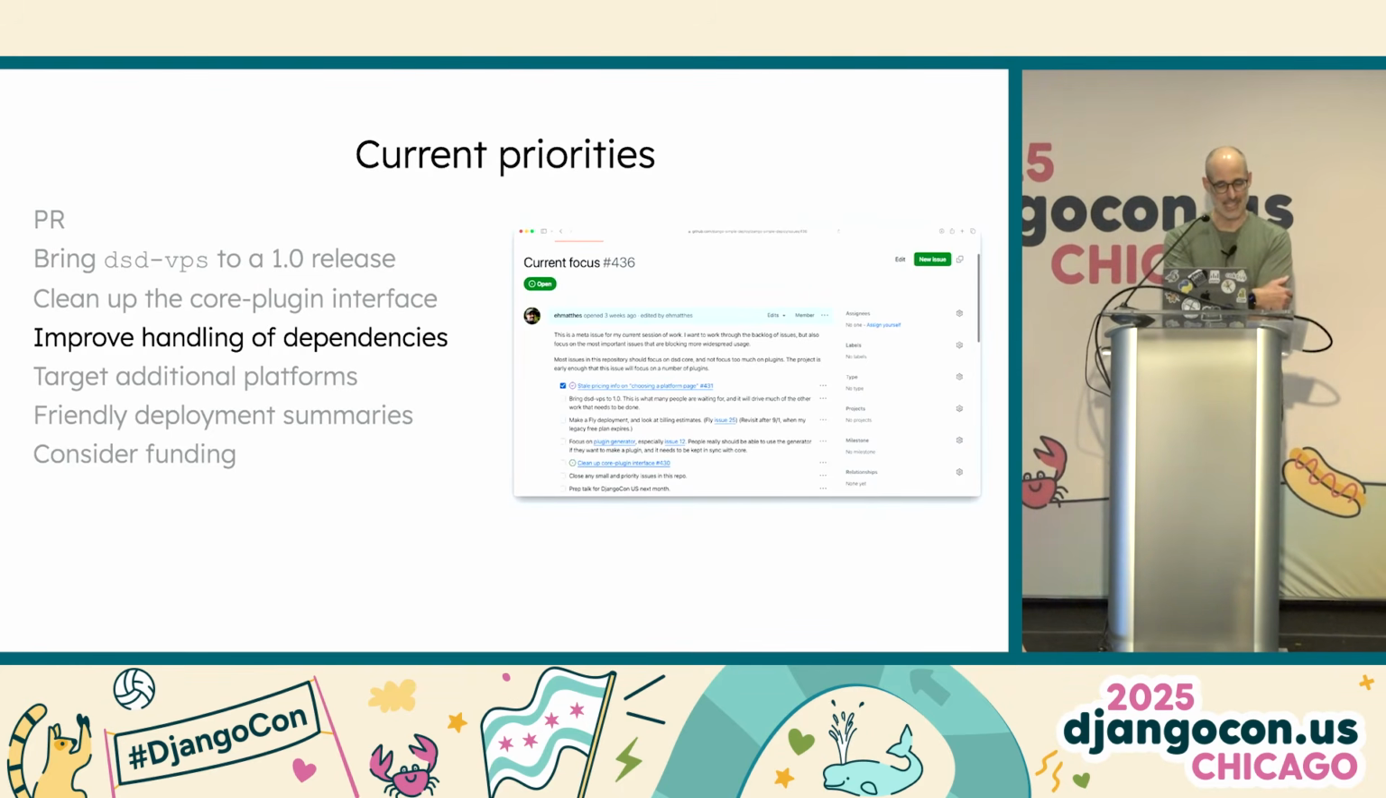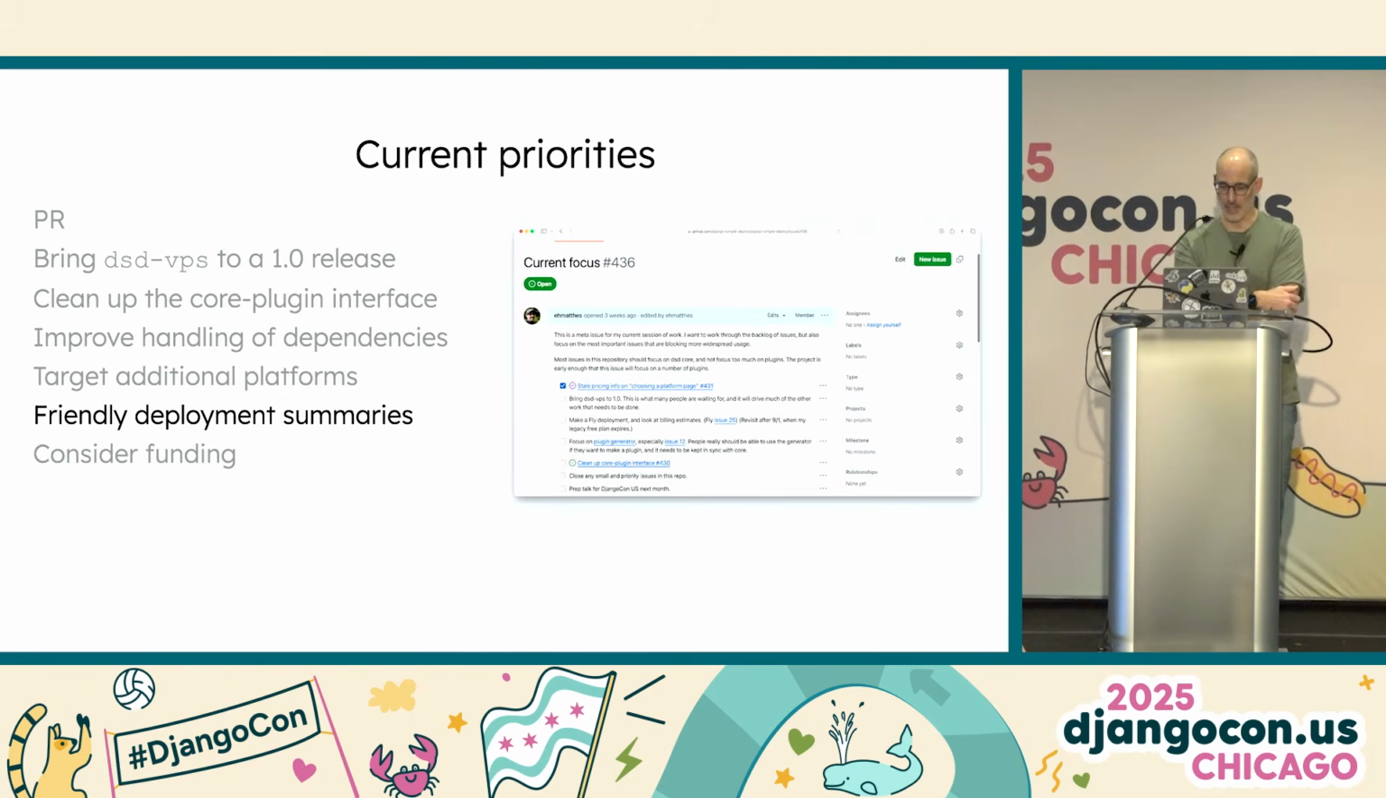Improve handling of dependencies. I started Django-simple-deploy long before UV came out. I started it back when pipenv had some popularity. The current approach works for a lot of projects, but it really should be audited and updated to prioritize current dependency management workflows. Target additional platforms. There's a number of hosting platforms that would probably benefit from a plugin. Render, Railway, Python Anywhere.